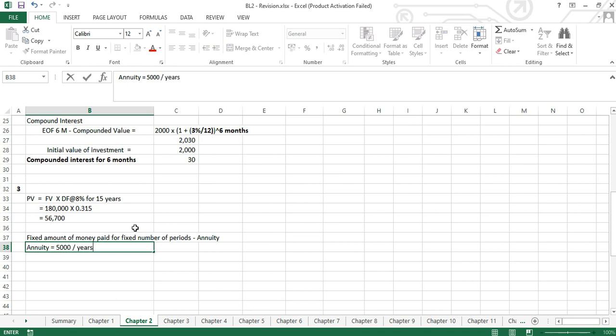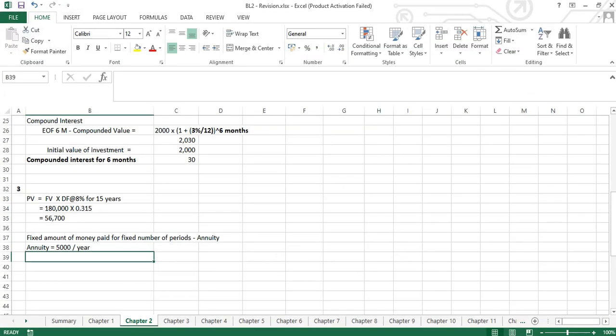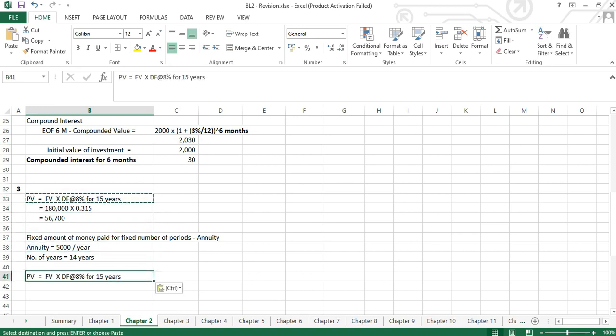The period is also very important. How many years do they pay for? 14 years. So the number of years they make the payment is 14 years. So now the present value of the annuity will use the same formula: present value is the annual cash flow multiplied by the annuity factor, not the discount factor, but at 10% and at 14 years.